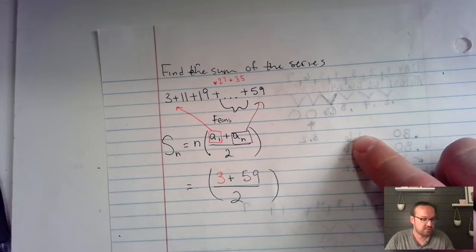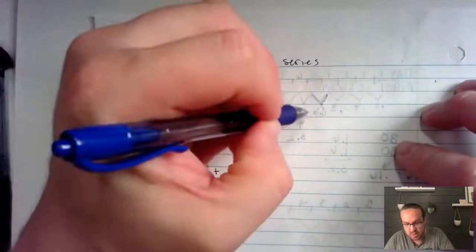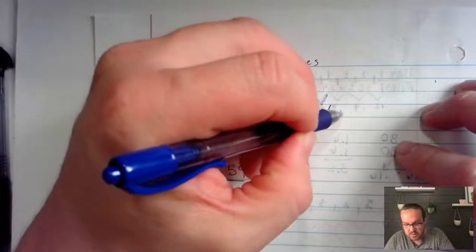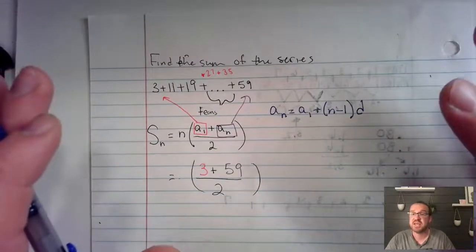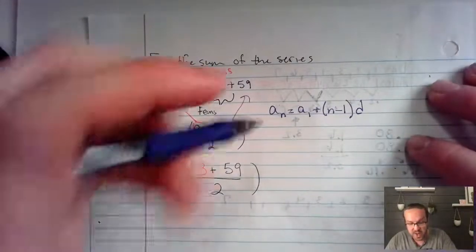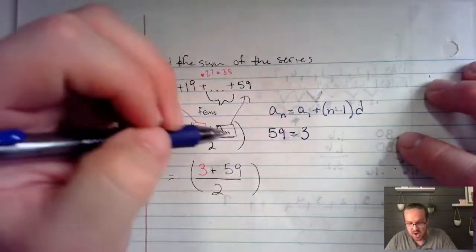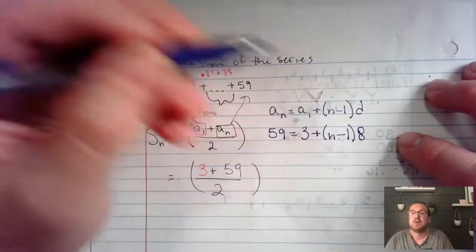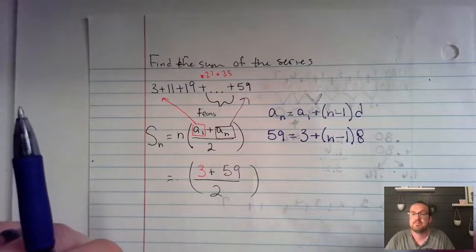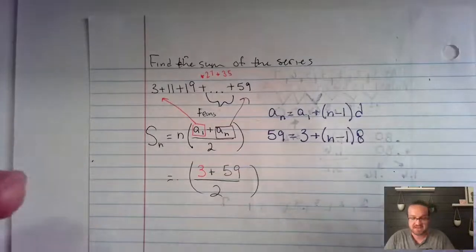Or another way of doing this is to take a look at this formula. Recall a sub n equals a sub 1 plus n minus 1 times d. We have all of this information except for n. Again, we knew a sub n was 59. We knew the first term was 3. We don't know what n is, but we do know that our common difference is 8. This is going to tell us what term, or what position, the 59 is in.